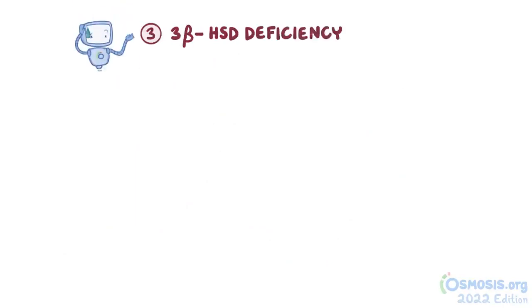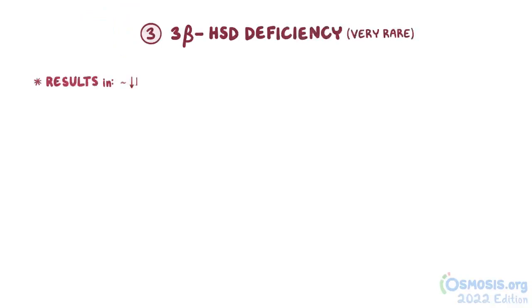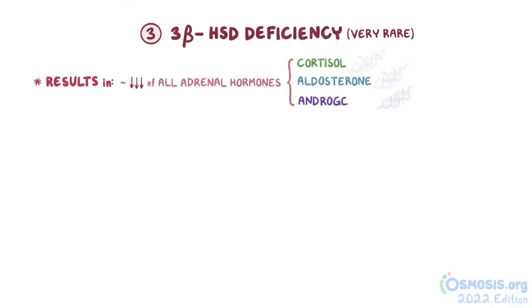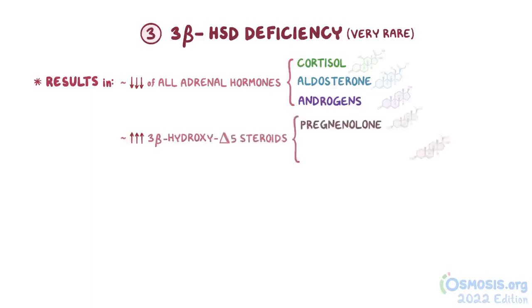Finally, congenital adrenal hyperplasia can be the result of 3-beta-hydroxysteroid dehydrogenase deficiency. Try saying that one 3 times fast. This is a very rare disorder which results in deficiency of all adrenal hormones, cortisol, aldosterone, and androgens. The resulting ACTH excess leads to excessive production of 3-beta-hydroxy-delta-5 steroids like pregnenolone, 17-hydroxypregnenolone, and dehydroepiandrosterone.